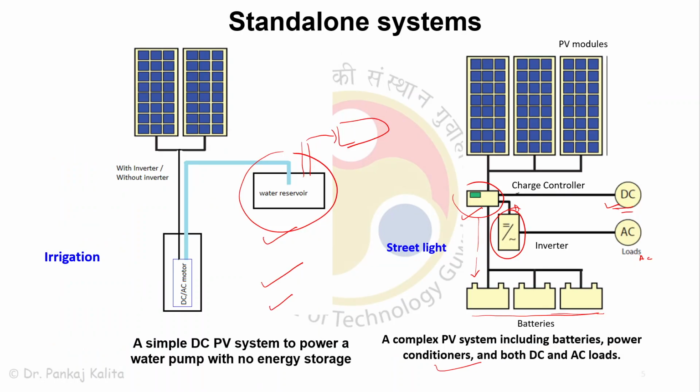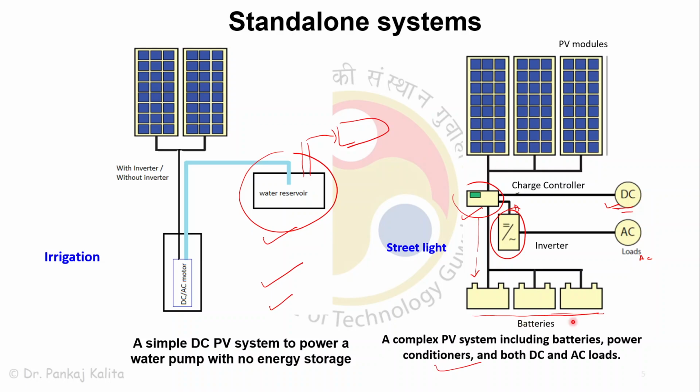This is an example of a standalone system. I won't go into detail on each and every part. It simply has a solar cell, then it stores energy in the battery, and whatever is... sorry, this is not a battery. This is a standalone system for a water pump with no energy storage. Whatever is produced goes directly to the motor, and it pumps the water from the reservoir.